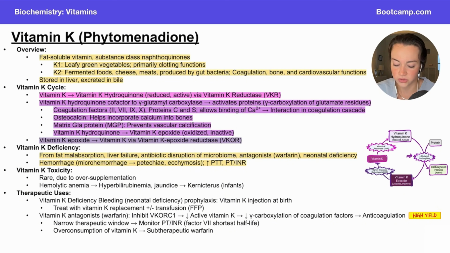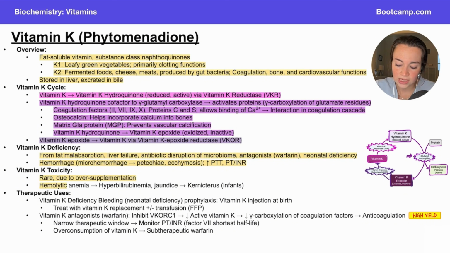Let's talk now about the other side of the coin, vitamin K toxicity. This is pretty rare to see. I would be surprised if this were tested. When you see vitamin K toxicity, it is usually due to over-supplementation. We supplement vitamin K in neonates for reasons like we discussed up here. If we over-supplement a neonate, however, that could lead to trouble.